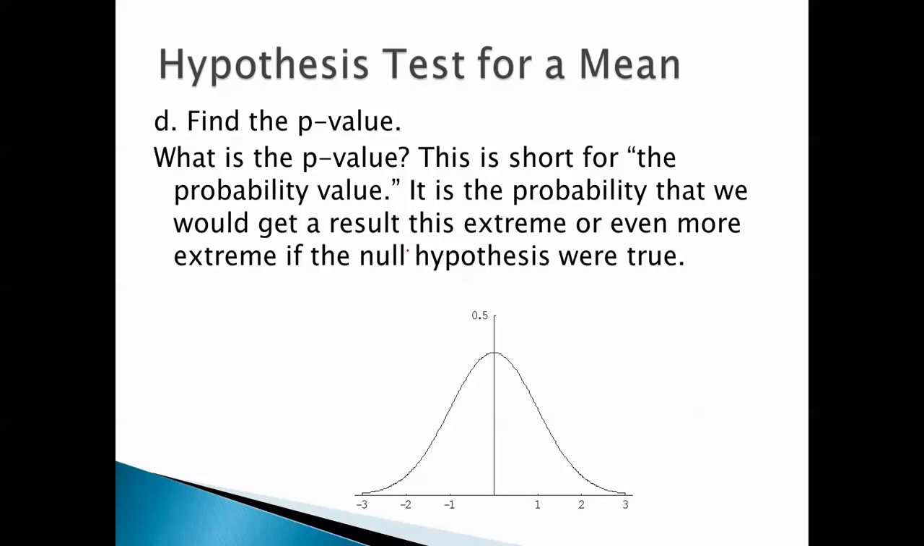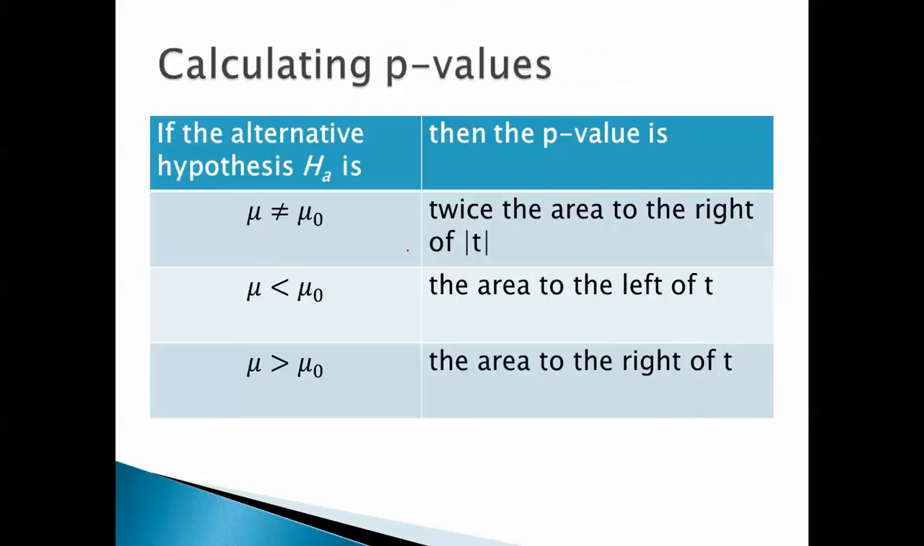Okay, let's find the p-value. What's the p-value? This is short for the probability value. It's the probability that we would get a result this extreme or even more extreme if the null hypothesis were true. So if the alternative hypothesis is mu does not equal mu sub 0, like what we have, we want twice the area to the right of absolute value of t.